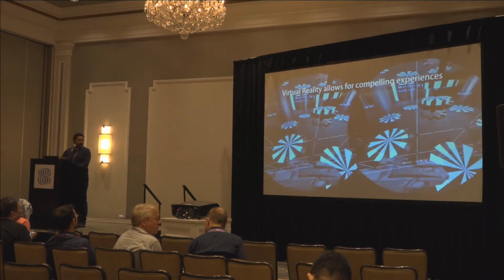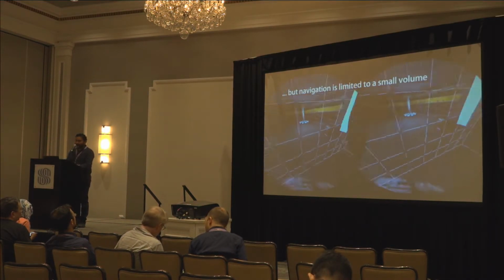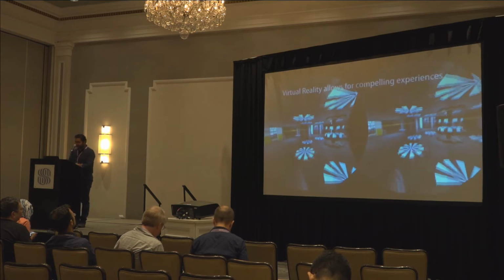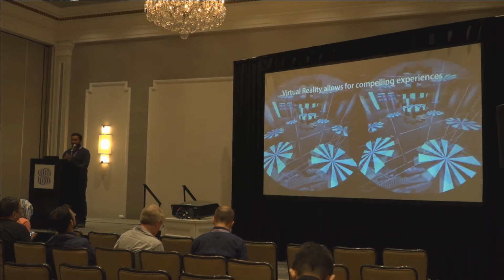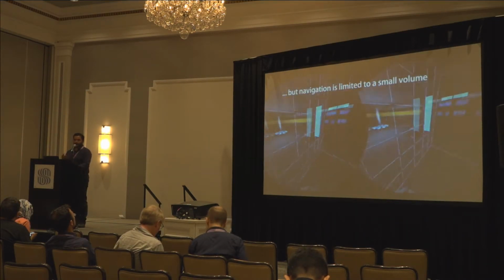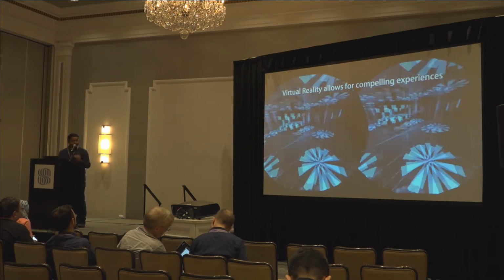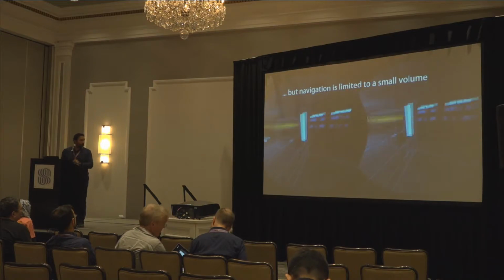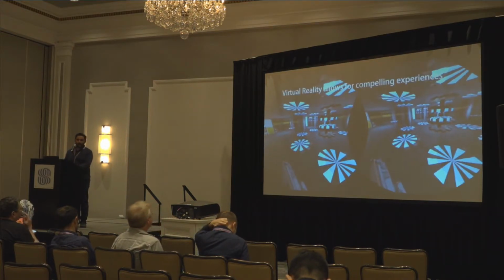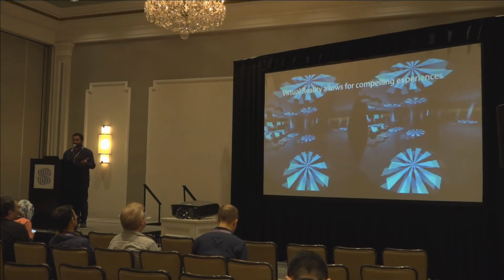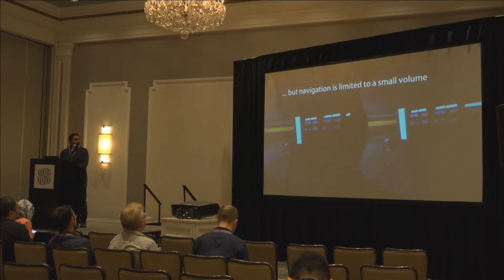Virtual reality allows for compelling experiences. Virtual reality navigation, when using physical locomotion, is usually constrained to small spaces. For instance, the green grid that is visible in the video represents the boundaries of the real space available for navigation in the real world.